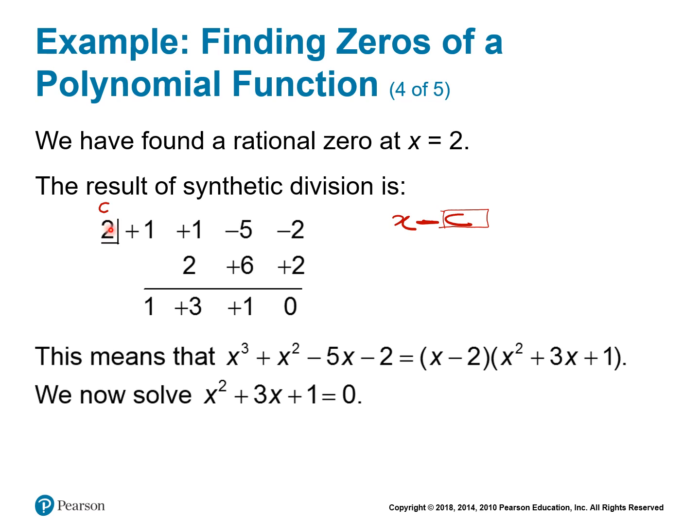So here, since we divided by 2 and we got a remainder of 0, all we need to do is put back this 2 into the x minus c form, and that will be one of the factors of the polynomial. So all I'm going to do is write my x, and then there's a minus sign in the x minus c form, and then write the value of c, which is 2, and that becomes one of the factors of the polynomial.